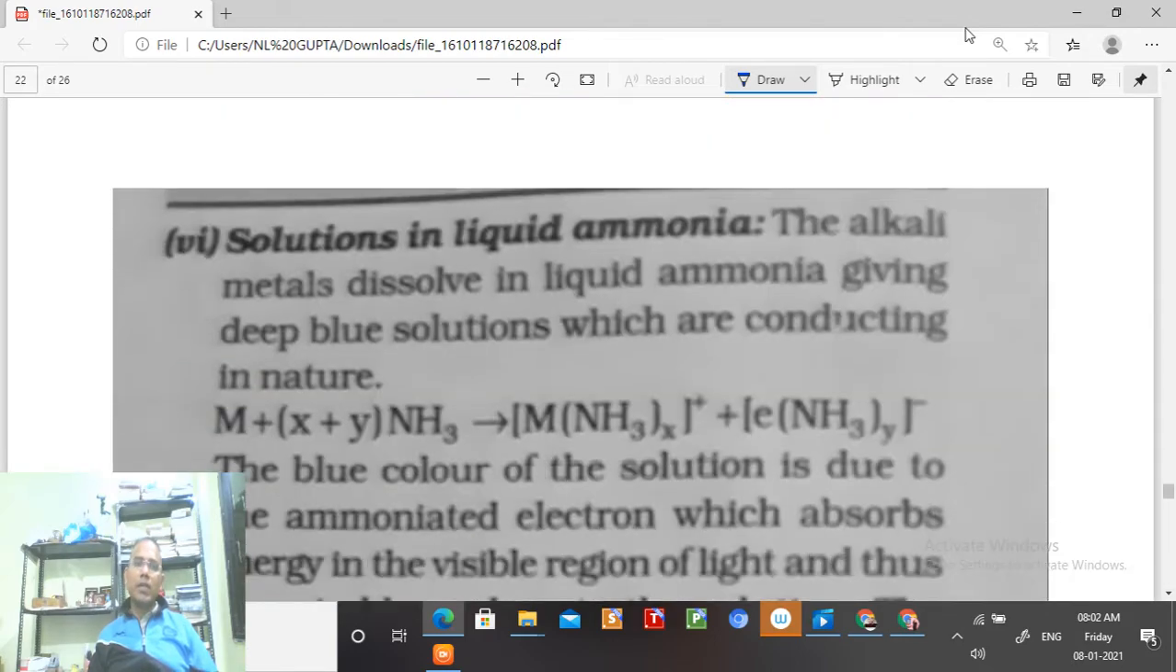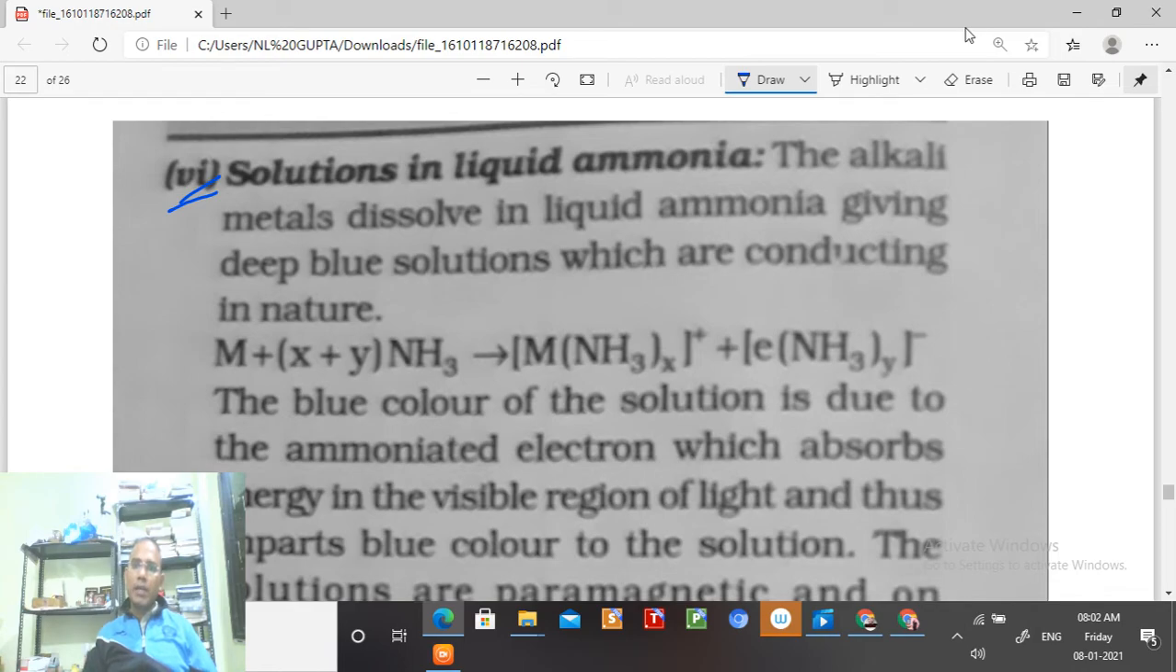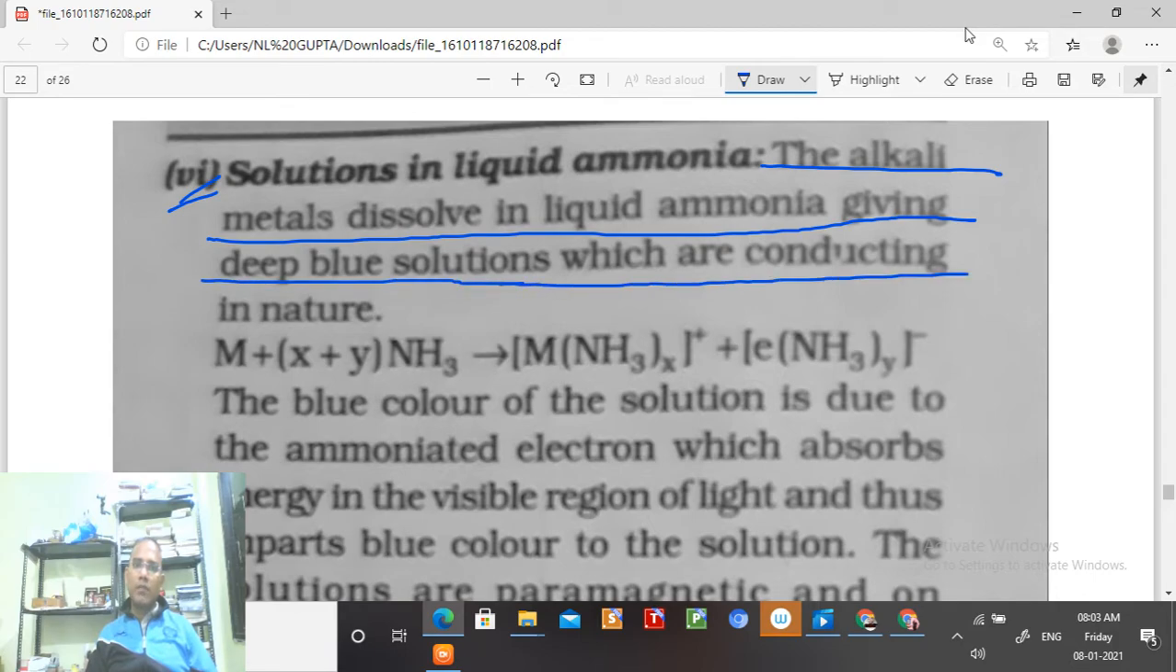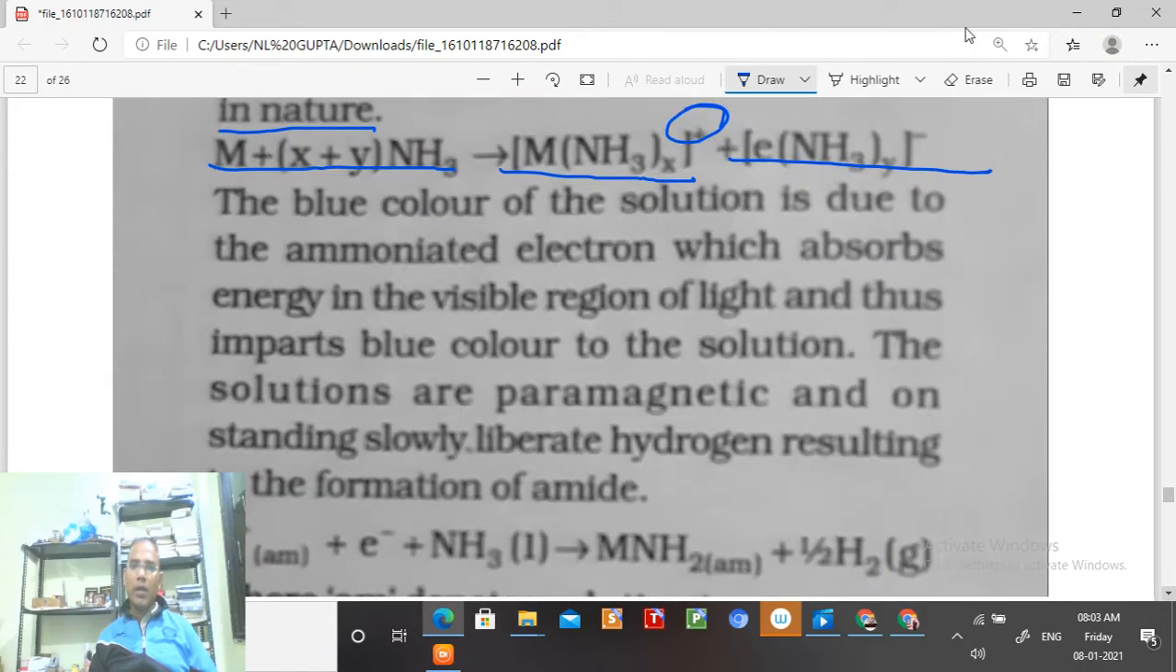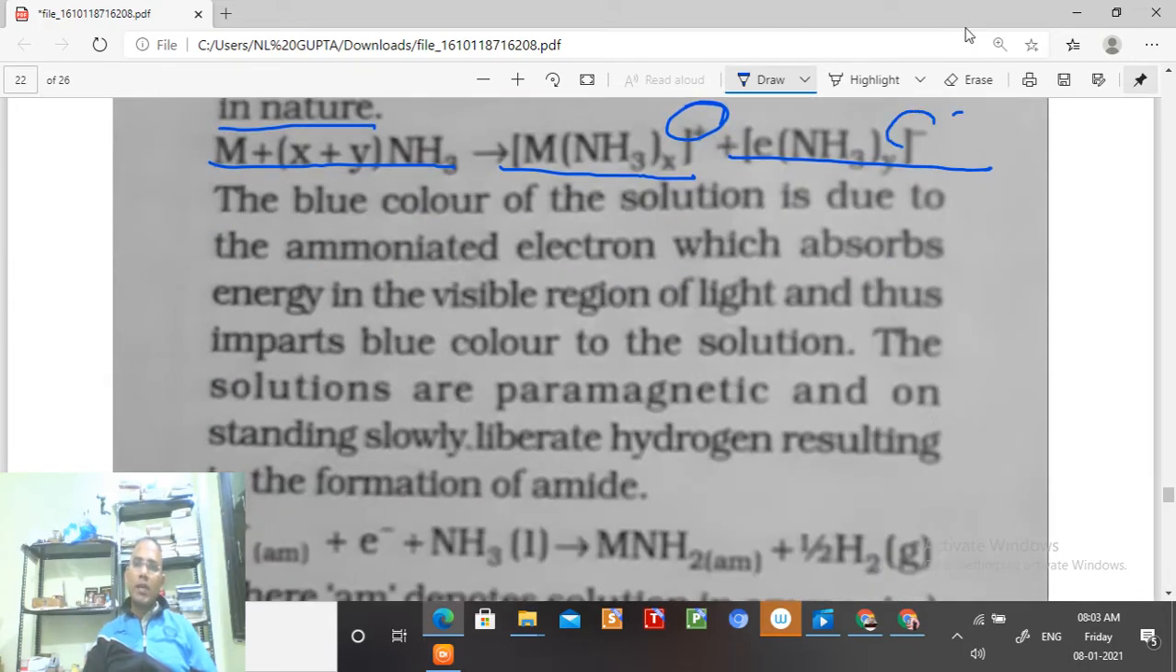Next one is solution in liquid ammonia. Alkali metals dissolve in liquid ammonia, giving a deep blue solution which is conducting in nature. So they will be conductors. M plus x plus y NH3 gives M(NH3)x plus, which is positive, and an electron (NH3)y, which is negative. Due to this electron, students, the color is imparted.